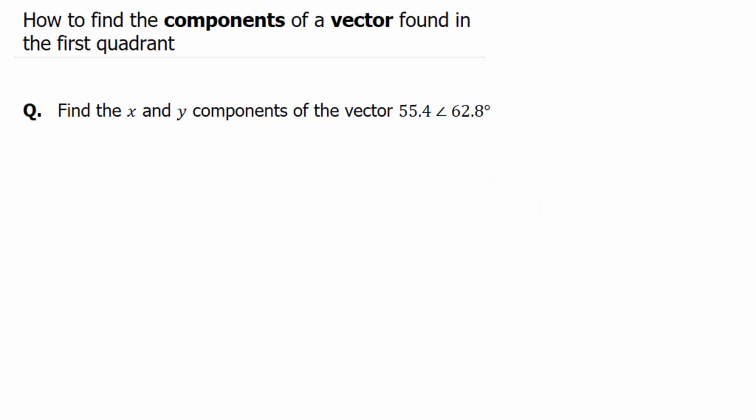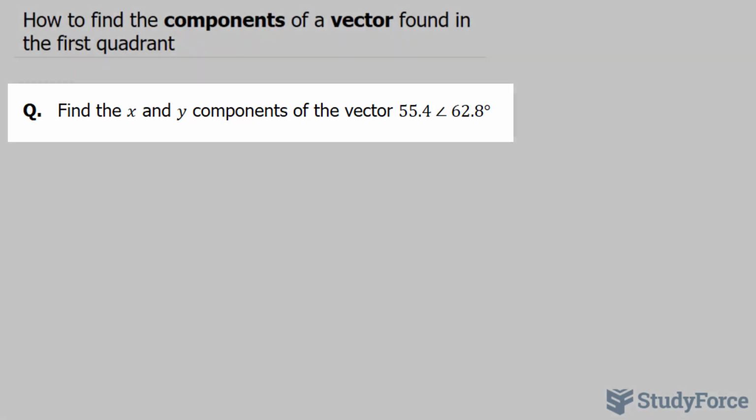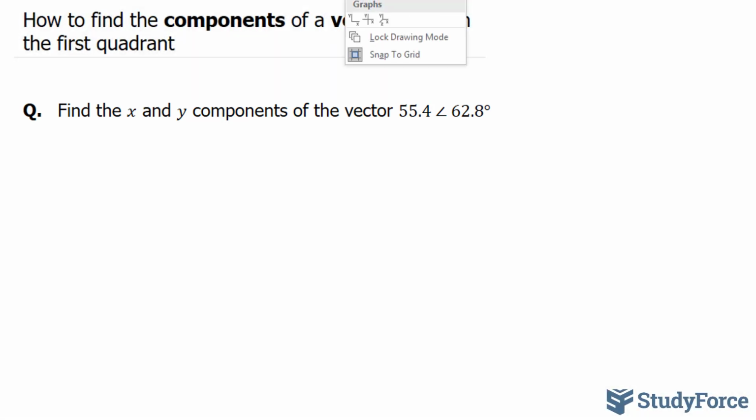In this video, I'll show you a quick example on how to find the components of a vector found in the first quadrant. The question reads, find the x and y components of the vector 55.4 at an angle of 62.8 degrees. Let's start off by drawing out this vector.